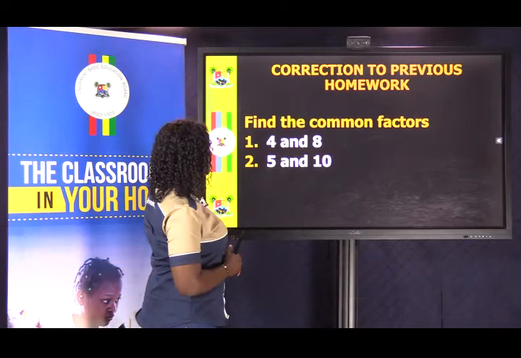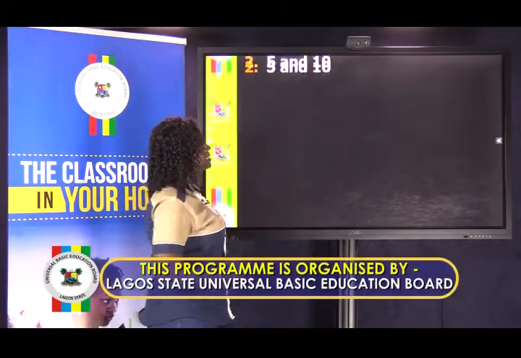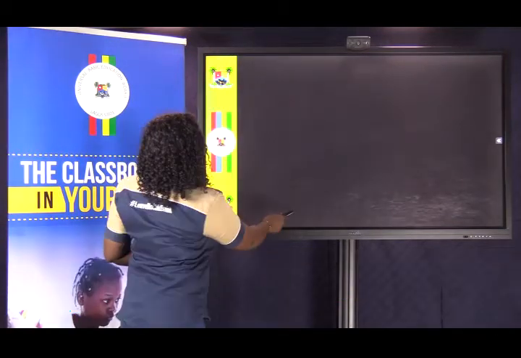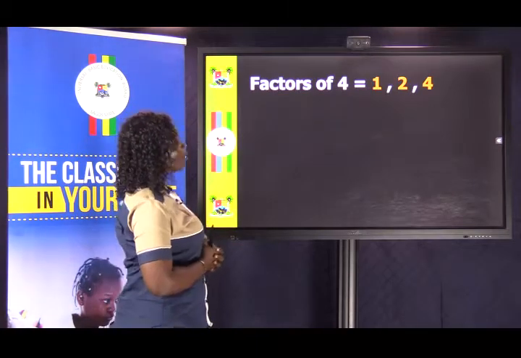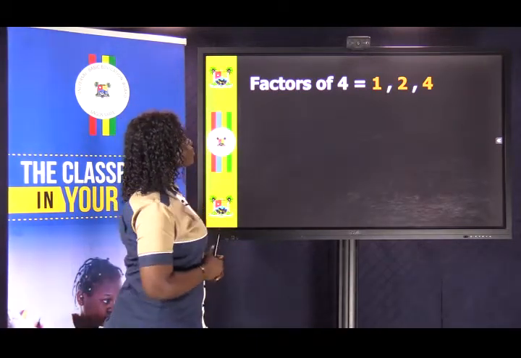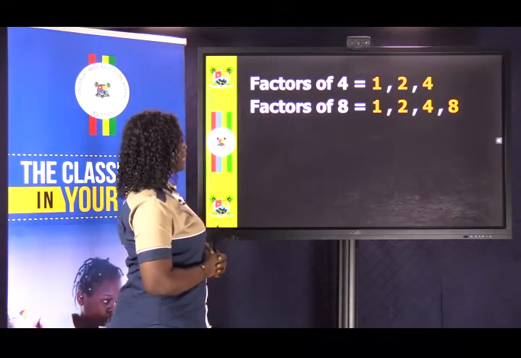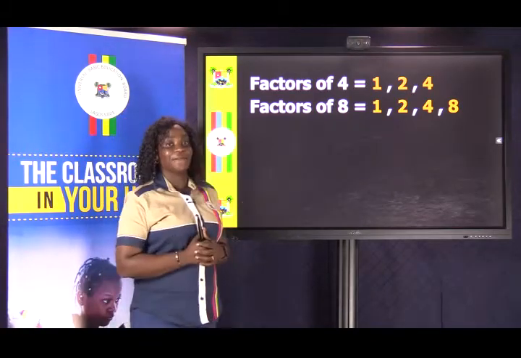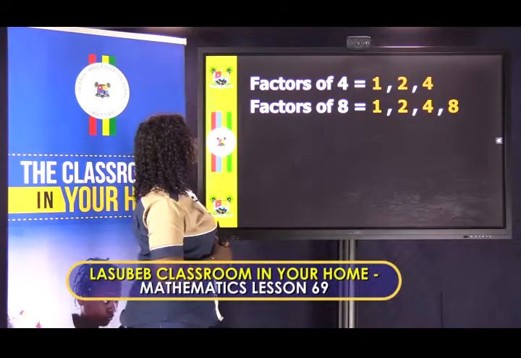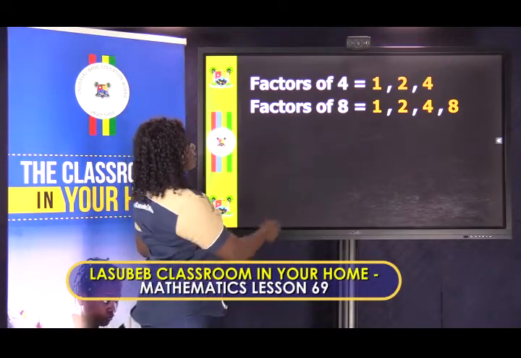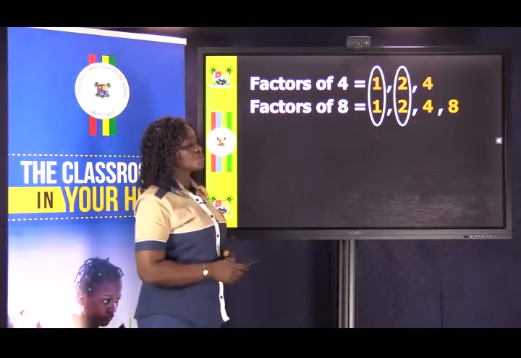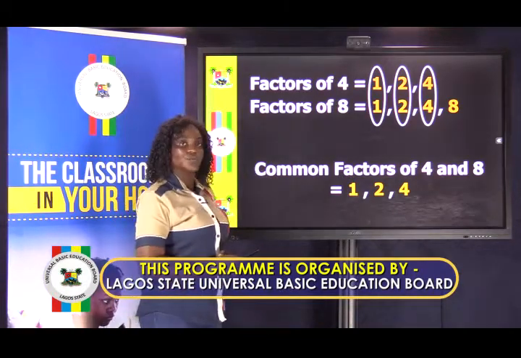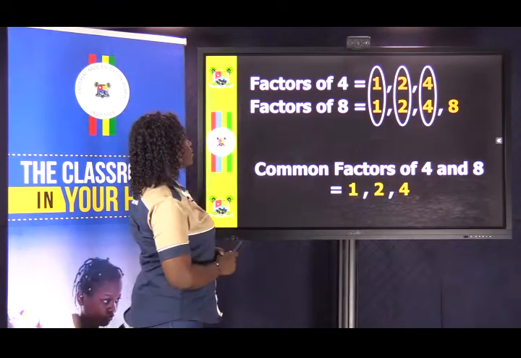Find the common factors: 4 and 8, 5 and 10. Find the common factors of 4 and 8. How do we do that? We find the factors of 4. Factors of 4 are 1, 2, and 4. What are the factors of 8? Factors of 8 are 1, 2, 4, and 8. Remember, you can get factors from your multiplication table. So what are the common factors of 4 and 8? Common numbers 1, 2, and 4. So the common factors of 4 and 8 are 1, 2, and 4. I trust you got that question correctly. Good job, you.